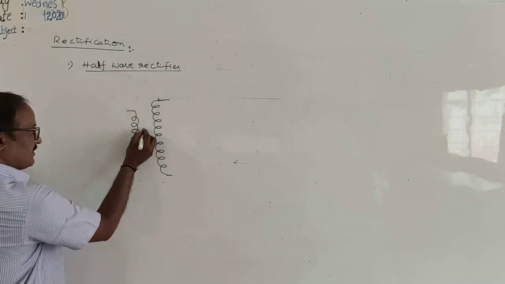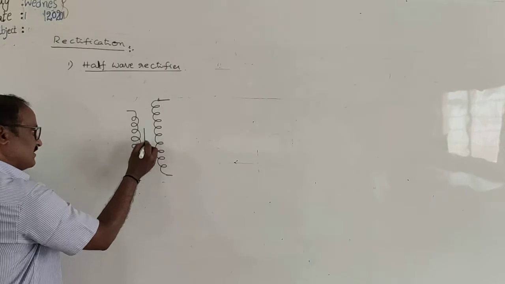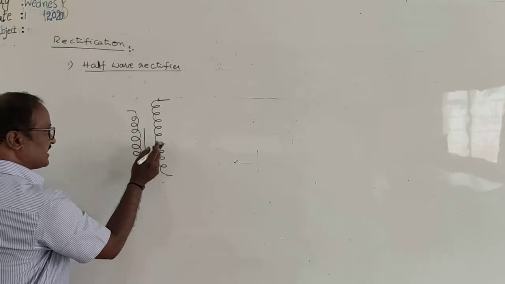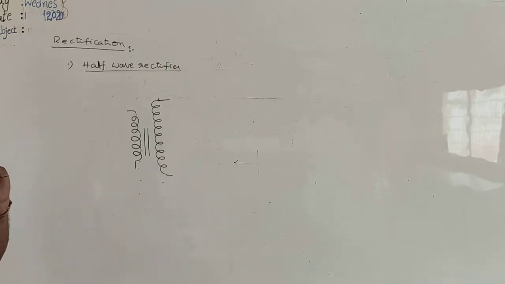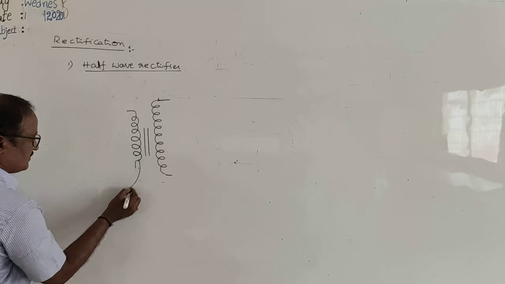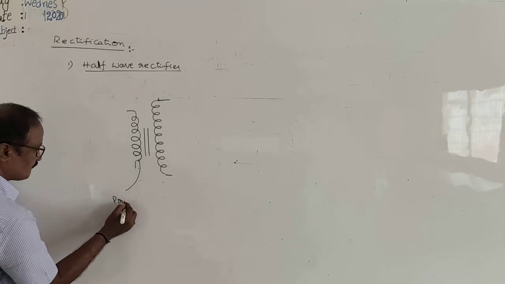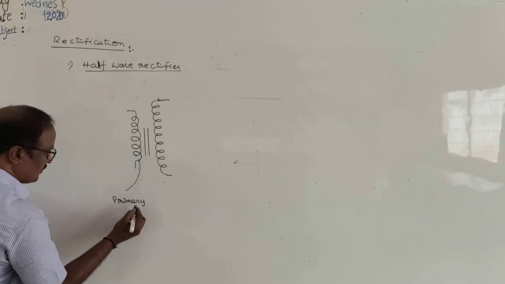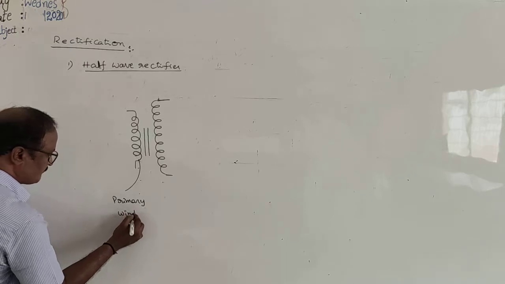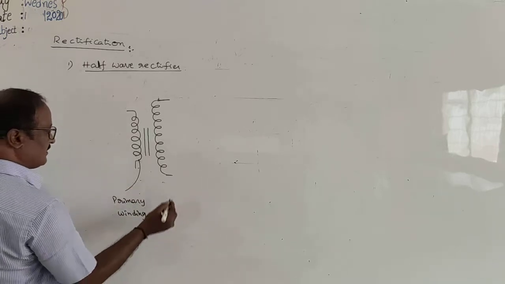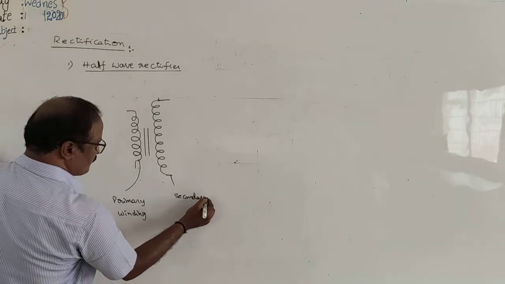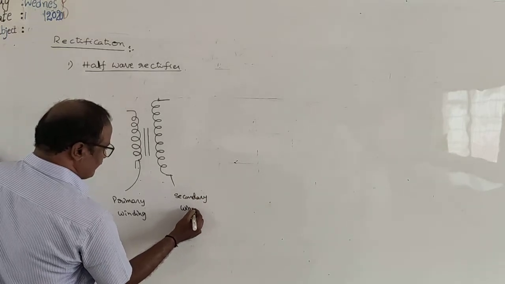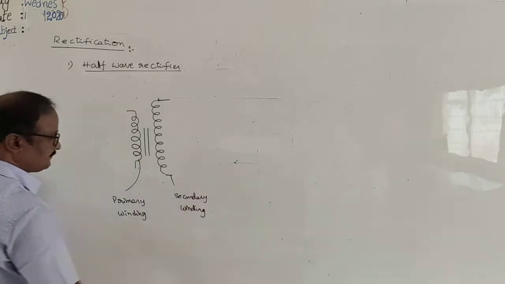This is the symbol for a transformer, and in between the primary coil and secondary coil there are two vertical parallel lines, because this is the symbol for a transformer. This is the primary winding of the transformer and this is the secondary winding of the transformer.